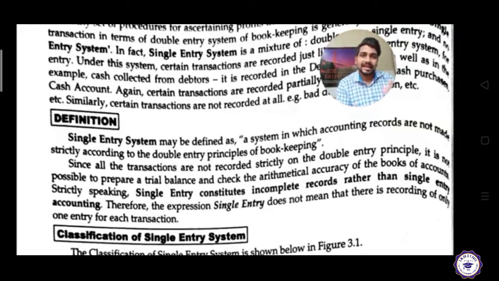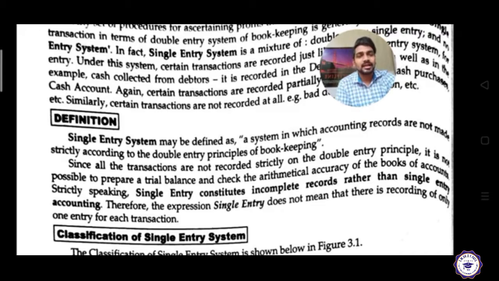Now students, let us see the definition of single entry system. Single entry system may be defined as a system in which accounting records are not made strictly according to the double entry principles of bookkeeping. Since all the transactions are not recorded strictly on the double entry principle, it is not possible to prepare a trial balance and check the arithmetic accuracy of the books of accounts, strictly speaking. So single entry constitutes incomplete records rather than single entry accounting. Therefore the expression single entry does not mean that there is a recording of only one entry for each transaction.